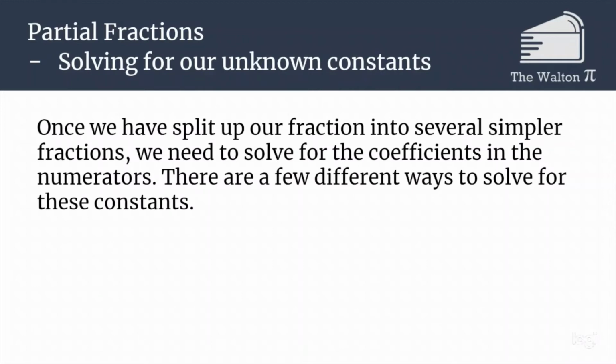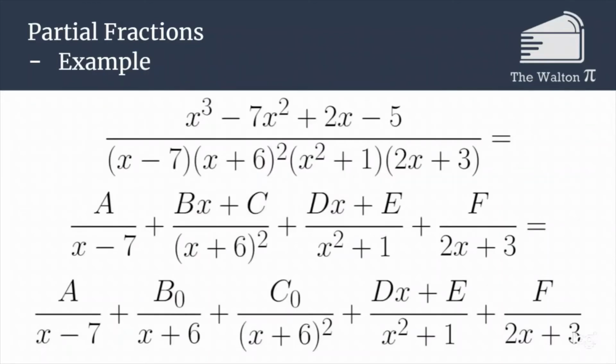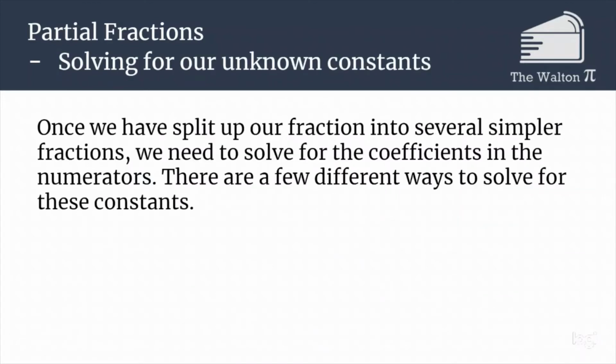So once we've broken up our fraction into several simpler fractions, what we now need to do is solve for the coefficients in the numerators. We can't leave it at this where we say it's equal to A over x minus 7. We need to know what A is. There is a very specific constant value that A takes, and we need to solve for that. And so there are a few different ways that we are able to solve for these constants.